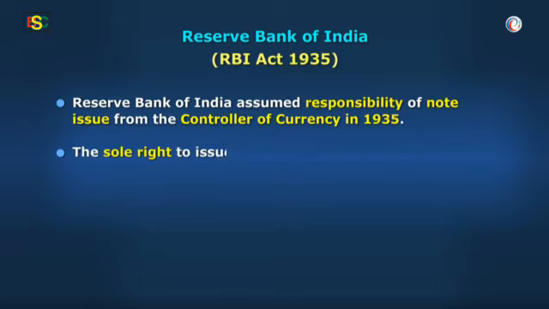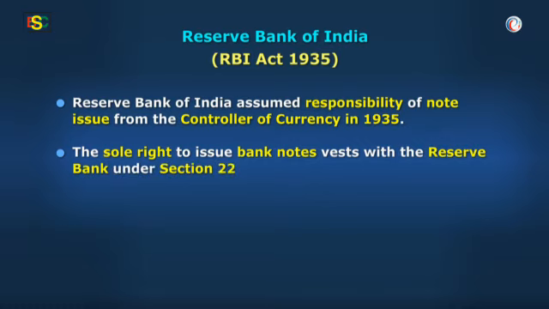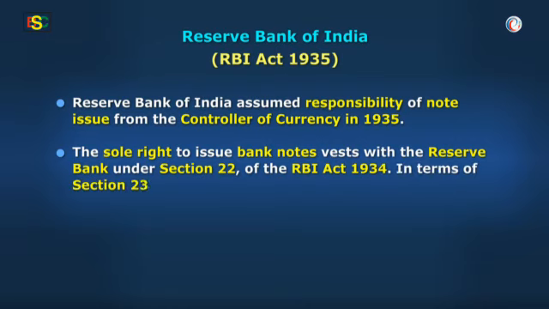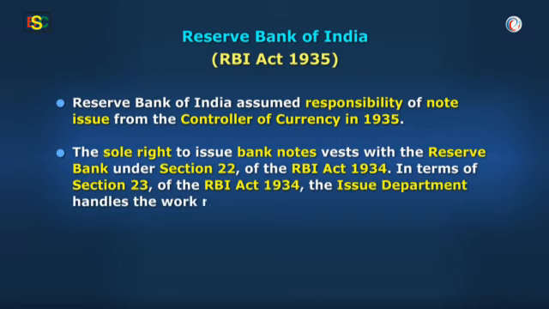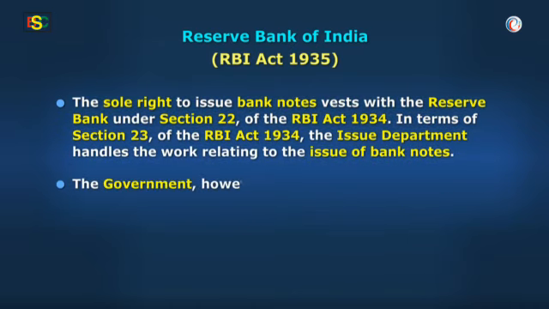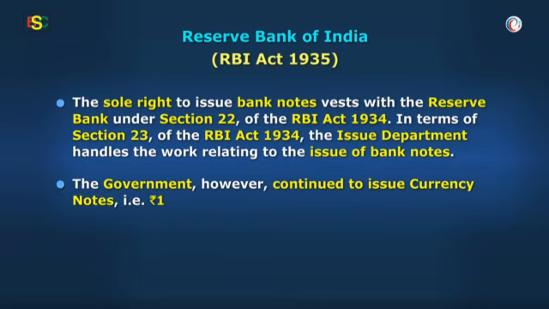The sole right to issue banknotes vests with the Reserve Bank under Section 22 of the RBI Act 1934. In terms of Section 23 of the RBI Act 1934, the issue department handles the work relating to the issue of banknotes. The government, however, continued to issue currency notes, that is, Rupee 1 notes, till 1994.